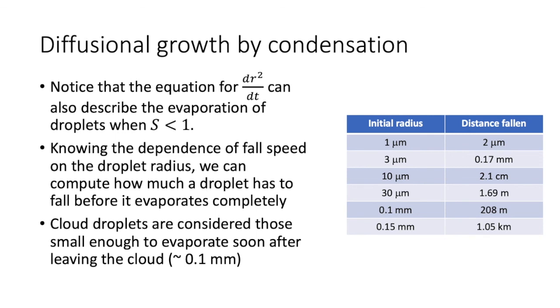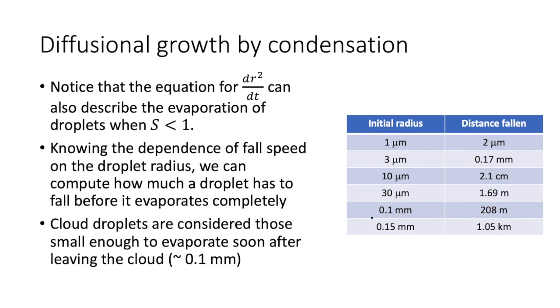Well, fantastic. And so this also gives us a way to compute, for example, how much droplets evaporate before reaching the ground, because we can make some assumptions on, for example, the dependence of the fall speed on the droplet radius. And thanks to that equation, we can know how long it takes for a droplet to evaporate completely, okay? Because, for given environmental conditions, we know dr squared over dt. And so how far do these droplets have to fall before they evaporate completely?